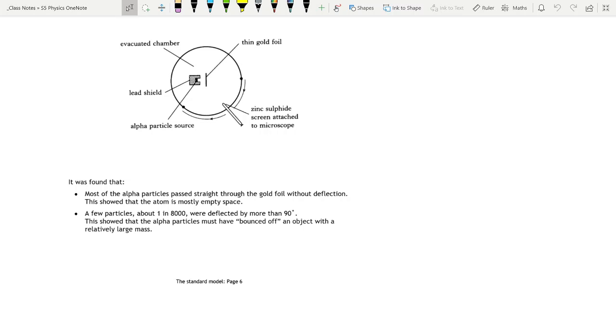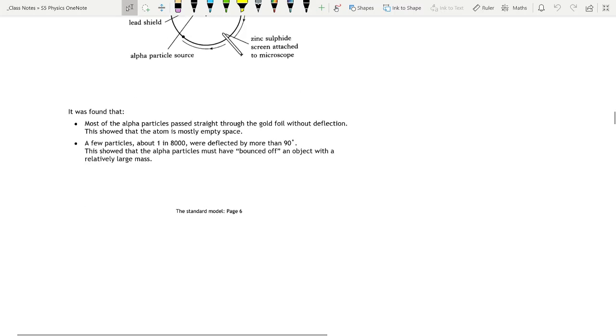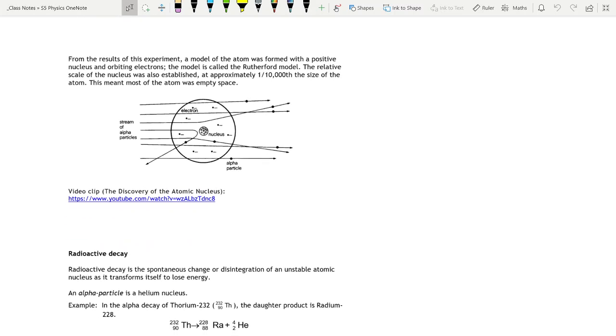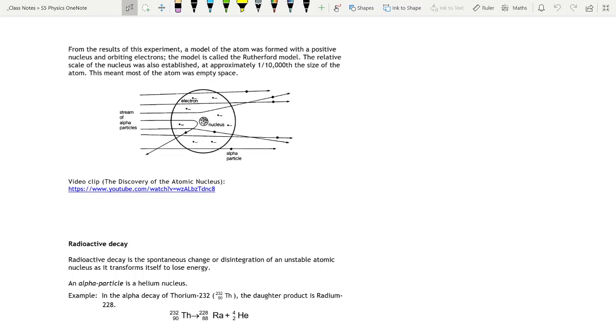So that's the important thing here. What did he find with this experiment? That's what you need to know about that experiment. From the results of this experiment, a model of the atom was formed with a positive nucleus and orbiting electrons. The model is called the Rutherford model. The relative scale of the nucleus was also established at approximately 1/10,000th the size of the atom. So right in the middle, really small, really positive.